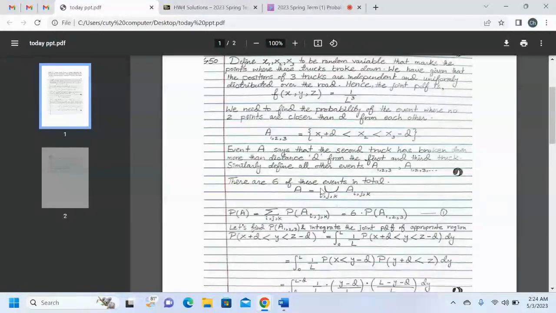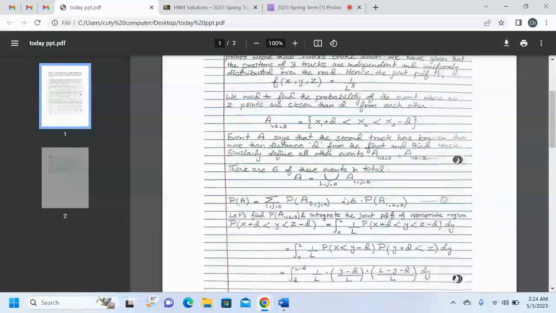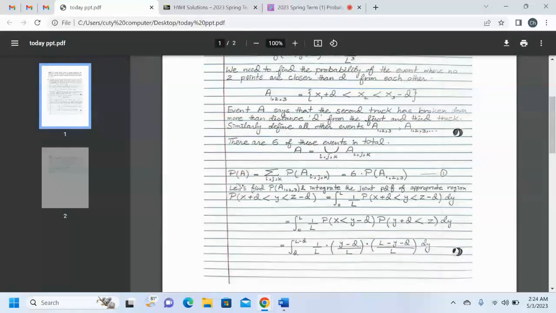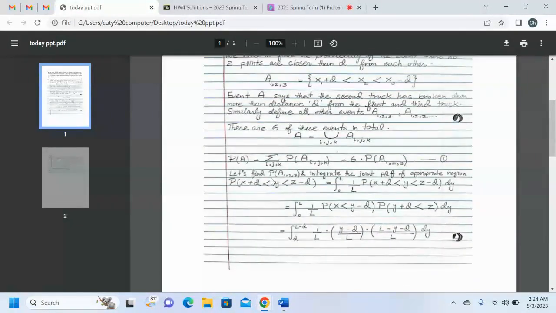So A is equal to the union of A_ijk. We take the union of all these 6 events. Probability of A is the summation over ijk of the probability of A_ijk, which is equal to 6 times the probability of A_1,2,3, since we have 6 total events. This is our equation 1. Let's find the probability of A_1,2,3 and integrate the joint probability density function over the appropriate region.